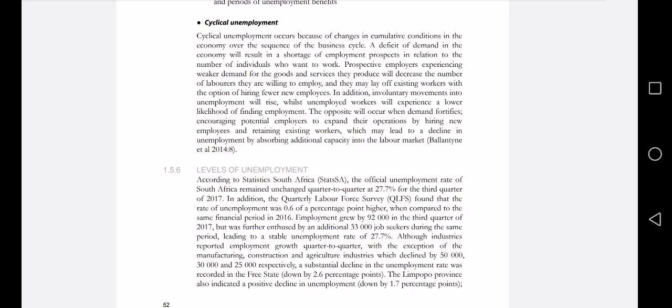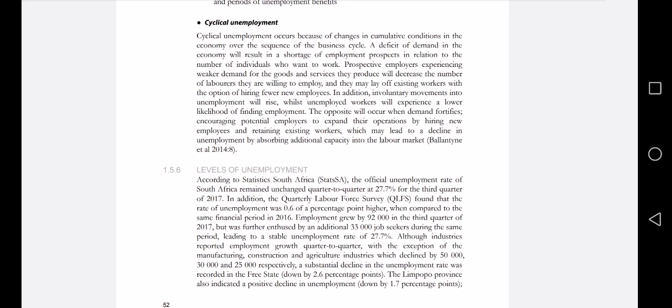Cyclical unemployment. Cyclical unemployment occurs because of changes in accumulation conditions in the economy over the sequence of the business cycle. A deficit of demand in the economy will result in a shortage of employment prospects in relation to the number of individuals who want to work.